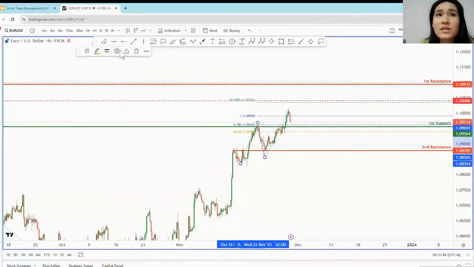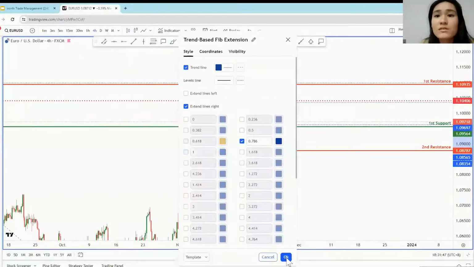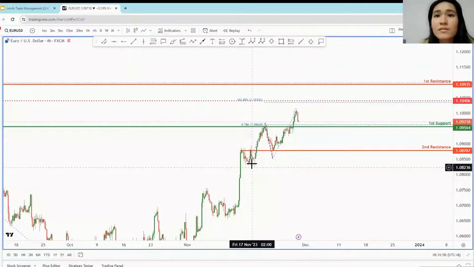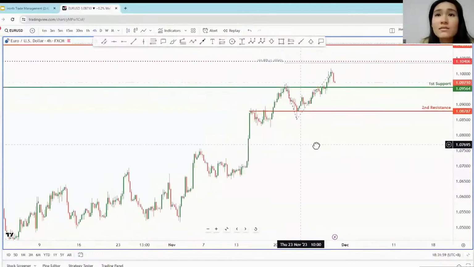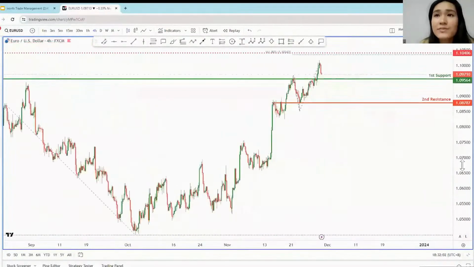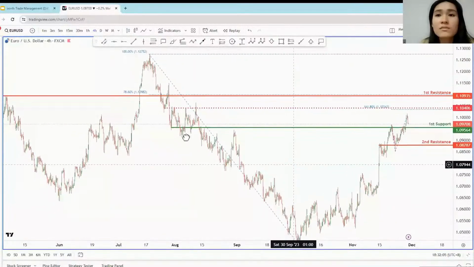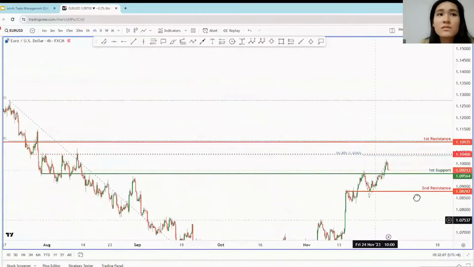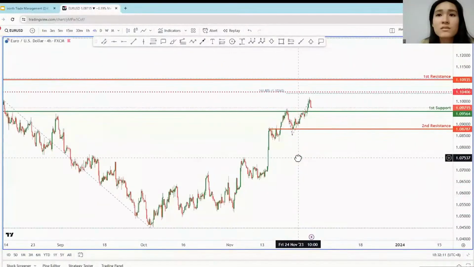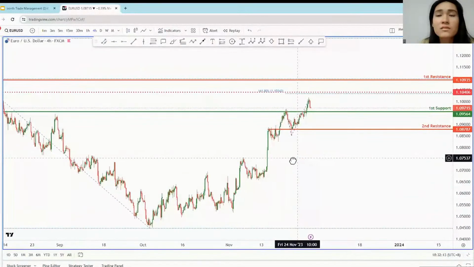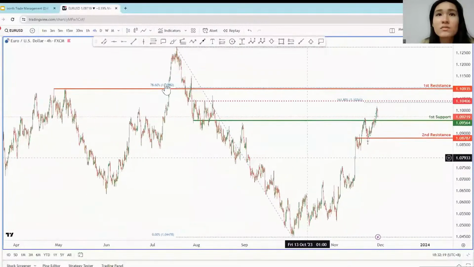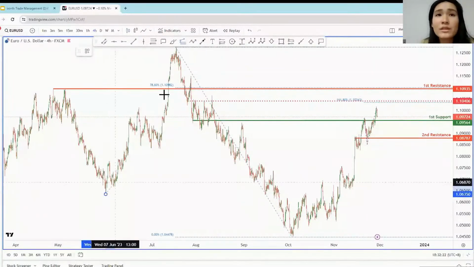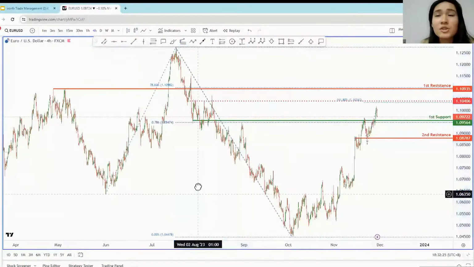Okay, my 78.6 lines up with my first support. Oh wait, this is no longer valid because price has already broken out of it. Okay, let's see what else we have. Maybe if we take this big shape here.